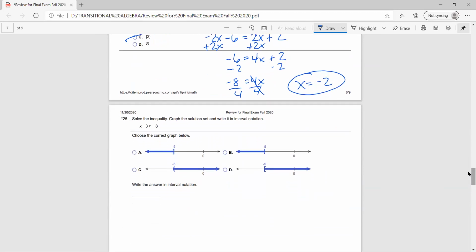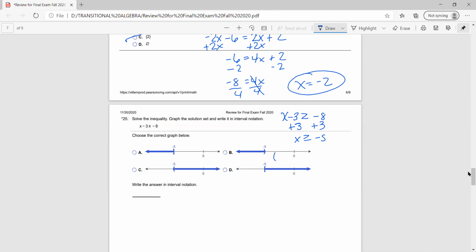Okay, 25 says solve the inequality. So x minus 3 is greater than or equal to -8. We're going to add 3 to both sides of our equal sign. So x is greater than or equal to -5. Okay, so it does have the equal to part, which means it's going to have a bracket. If it didn't have the equal to part, it would just stay parentheses.